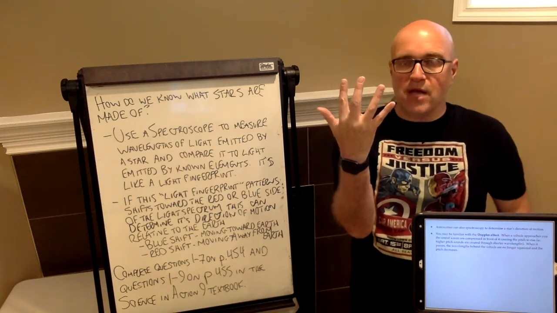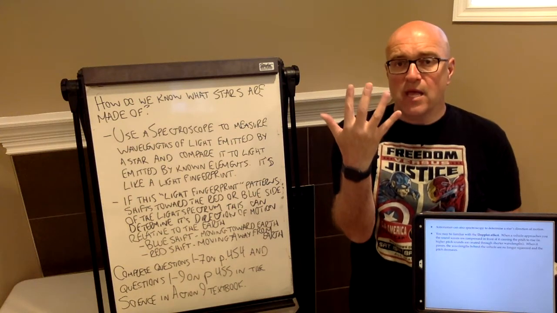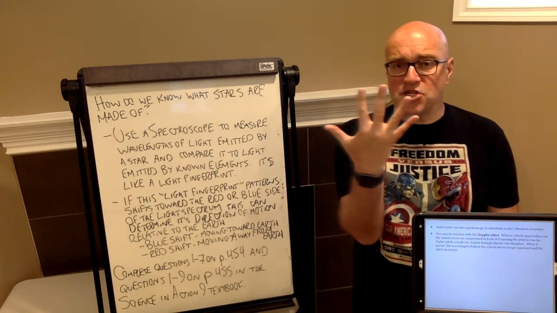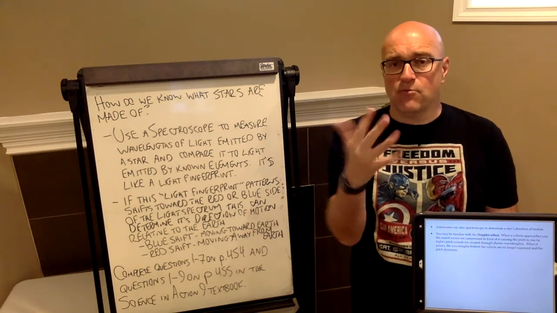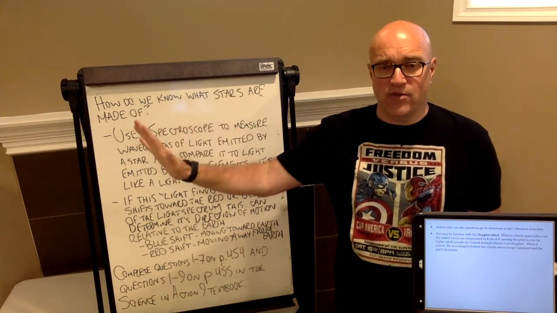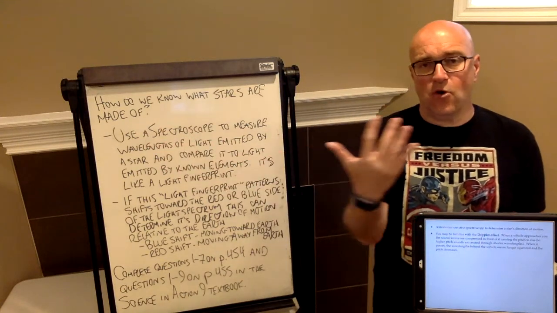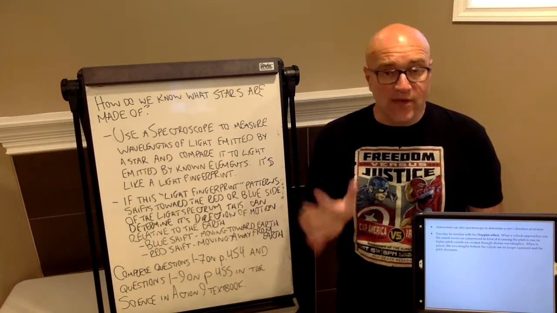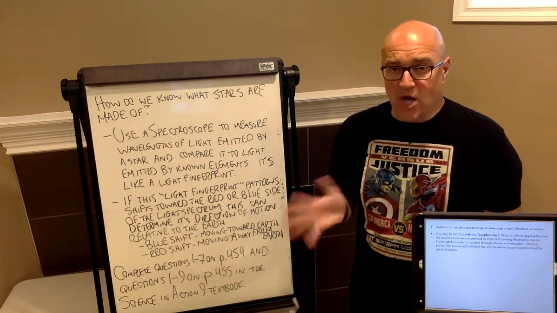But what sometimes scientists will see when they look at a star is the pattern. The pattern is actually correct, but the pattern is actually shifted. It's shifted either more toward the red end of the visible light spectrum, or it's shifted over to the blue end of the visible light spectrum. Now, why is this? Well, you might have heard of something called the Doppler effect.